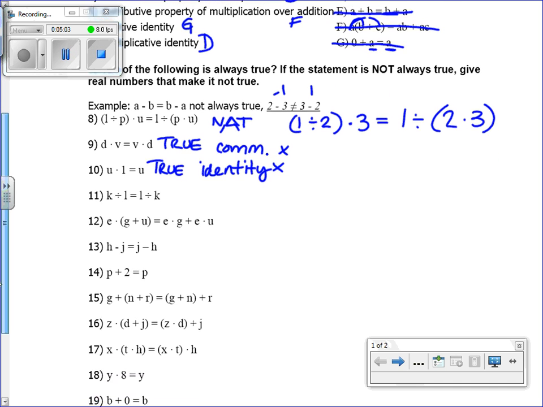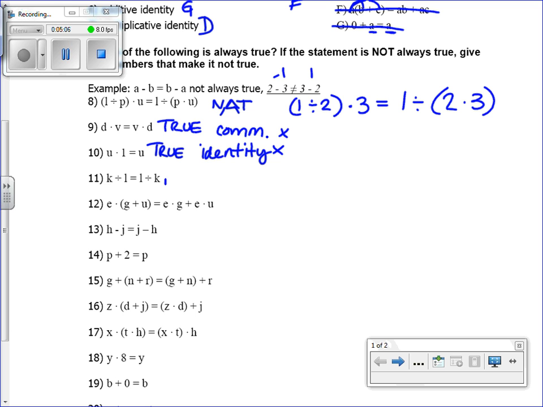Let's see. K divided by 1 equals 1 divided by K. Not always true. See how this division stuff is not working very well for us. So it's not always true because I'm just going to use simple numbers. 2 divided by 1 would not equal 1 divided by 2. I guess up here I should have put a line through my equal sign as well. Let's see. E times the quantity G plus U equals EG times EU. That's true. And that's my distributive property.